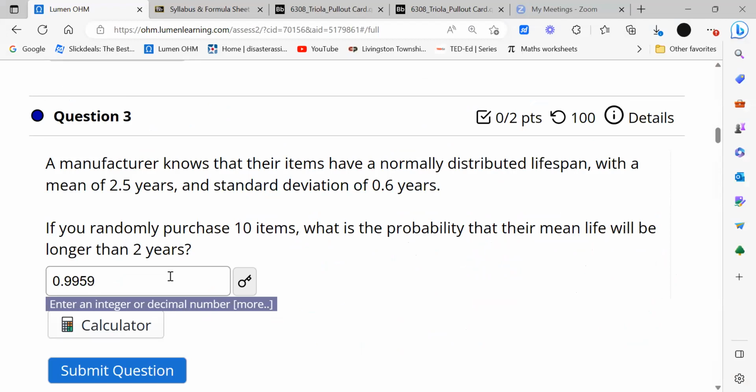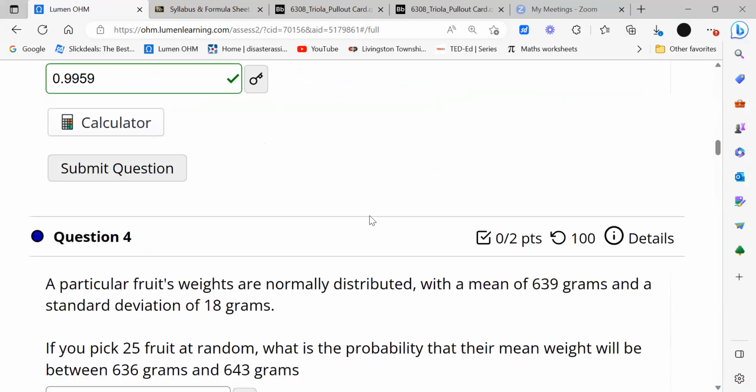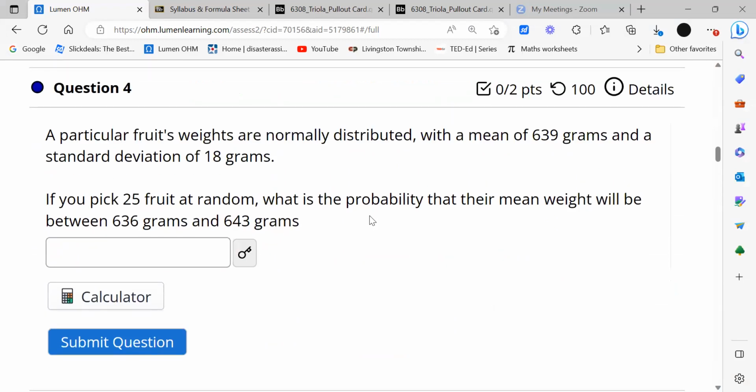959. Check it, it's good, right? And let's look at question 4. Question number 4, we're still going to apply the central limit theorem because we have a sample here with 25 roots. Let's go to that.